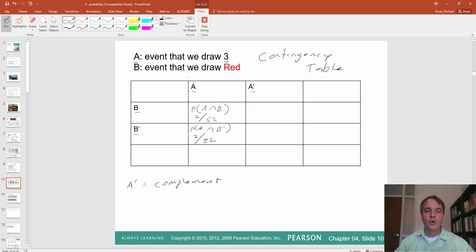Okay, so what we do down here is we do the sum of these. Now, let me just draw an arrow because I don't have quite enough room here. So in this cell, we're going to put the sum of these two. So that's going to be the probability of A and B plus the probability of A and not B.